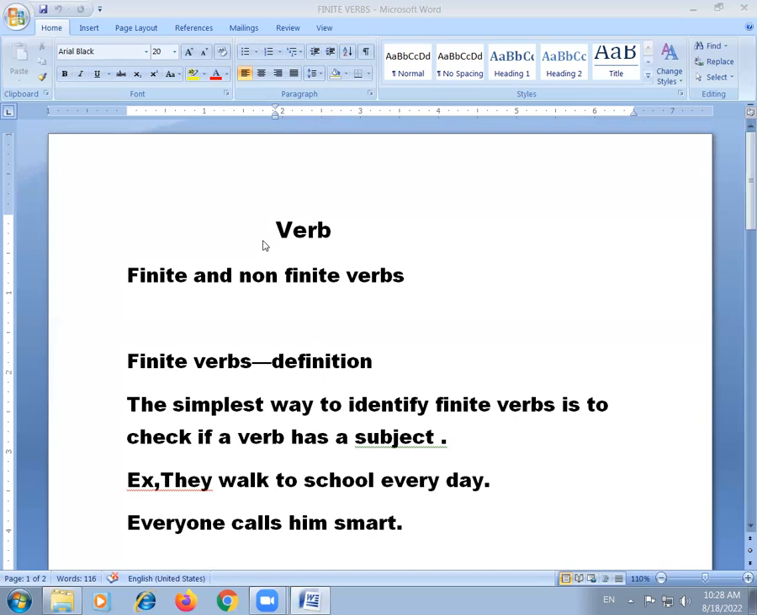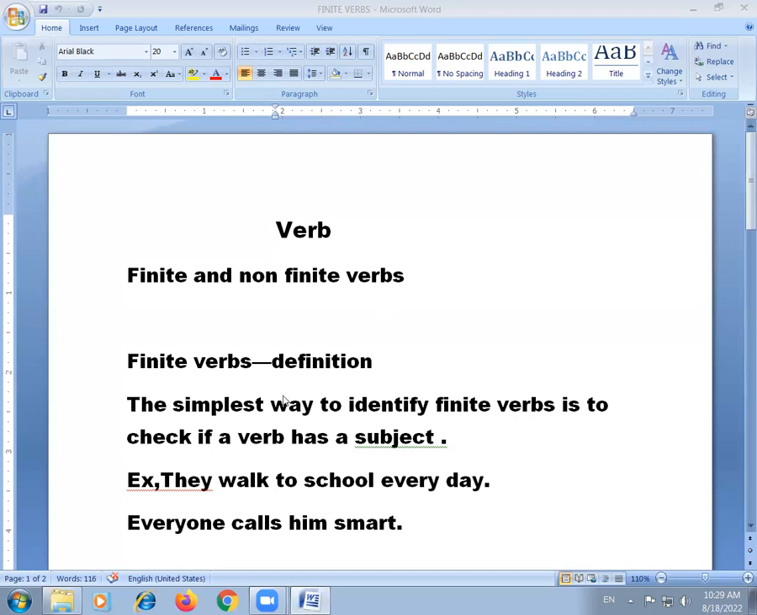These are verb forms, further divided into helping verbs, auxiliary verbs, and modal verbs. So, verbs are of many kinds. The categorization of verbs helps us to understand their structure better. First, let us look at the categorization of verbs into finite and infinite or non-finite verbs.